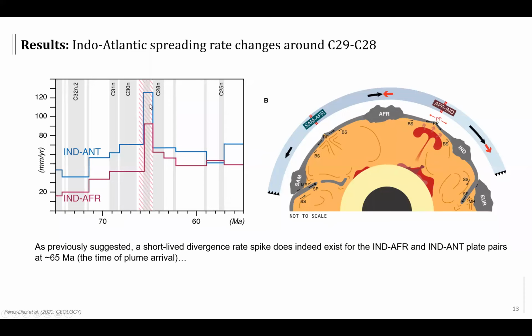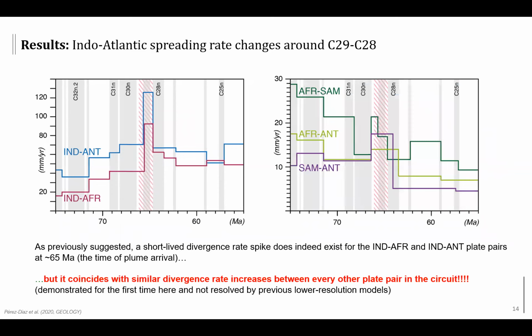And indeed, we can see a very big spike. The spreading rates, both in the India-Antarctica and India-Africa ridges, increase greatly at the time that the plume arrives. So we find exactly the same as others found before. The thing is, we also find spreading spikes everywhere else. And this is different to what was found before, where they were seeing a slowdown in the South Atlantic.